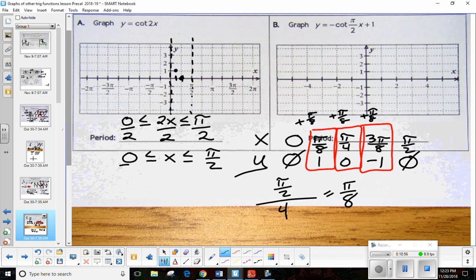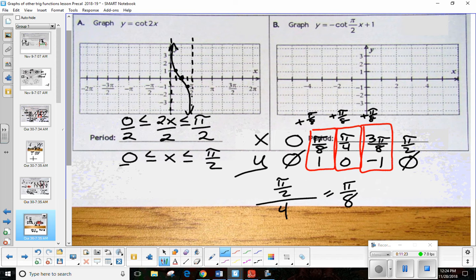And then my last one, 3 pi over 8, wouldn't it be halfway between pi over 4 and pi over 2? But where am I going for him? -1. There we go. Remember, this method will always give you one full period on your graph. In this case, from asymptote to asymptote.